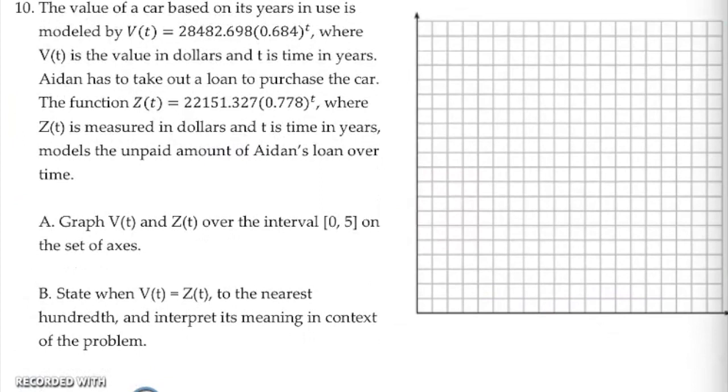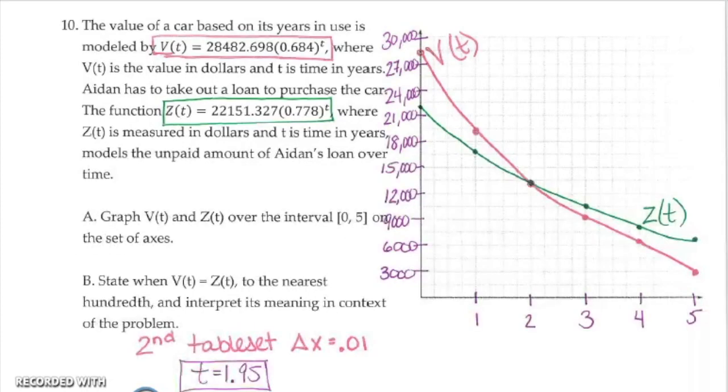So the value of a car based on its years in use is V of T. Aiden takes out a loan to purchase the car, which is Z of T. Z is dollars, and T is time in years. So we're going to graph V and Z on the same axis, and then we're going to state to the nearest hundredth where they're equal. So let me, through some TV magic, bring in the finished graph. Okay, so here I've got V of T in red, Z of T in green, and notice my axes are labeled. They're counting by a steady amount. All of that matters, right?